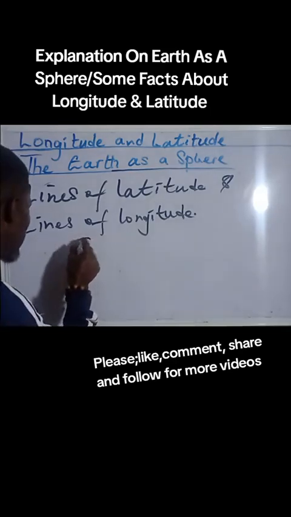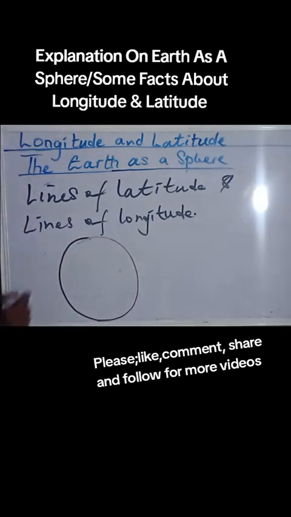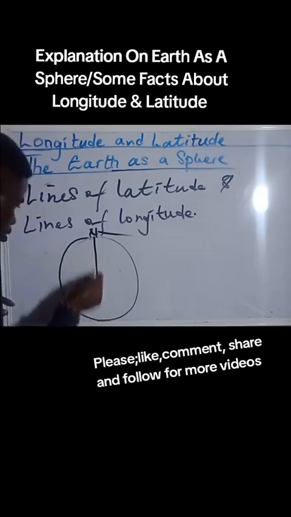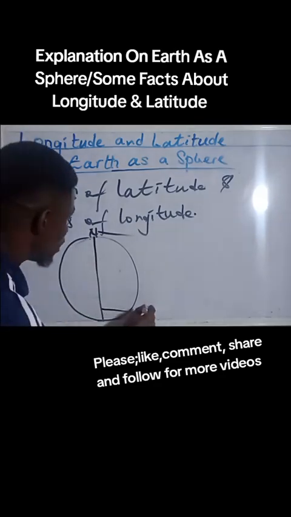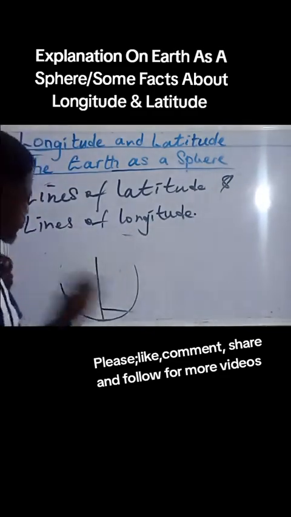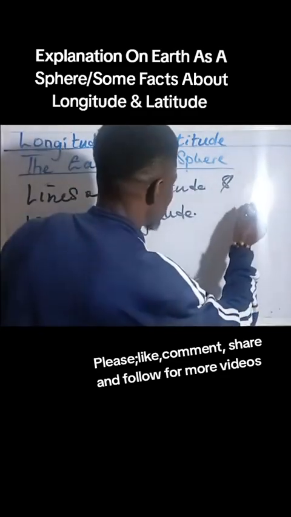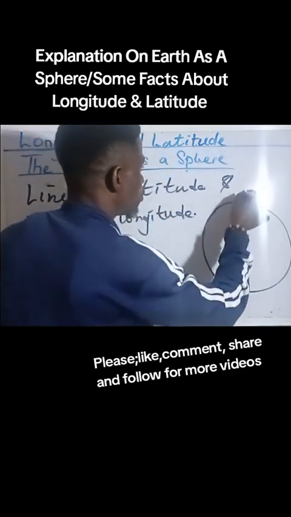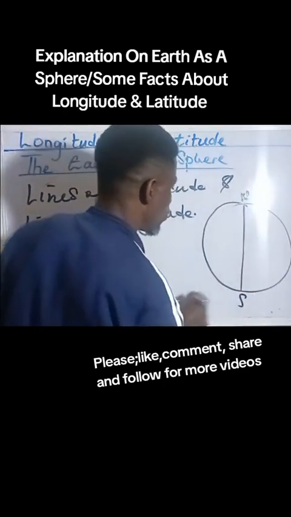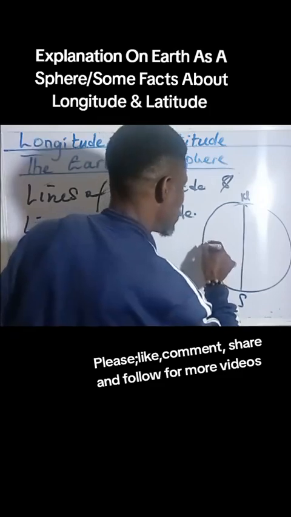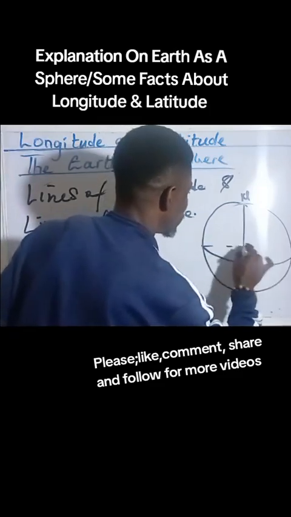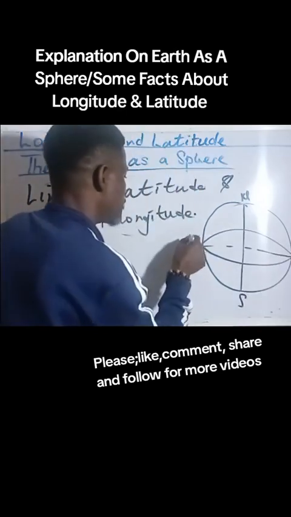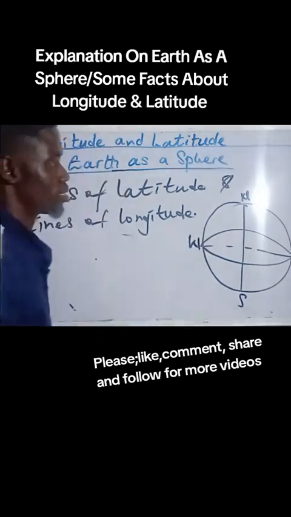Let's say you have a sphere. Yes, this is a sphere, right? Good. Here is your north pole. Here is the south pole. Let me draw it here. Okay, so let's say this is the north pole, the south pole, and this is the equator. So we have east, and we have west. Are you getting it?